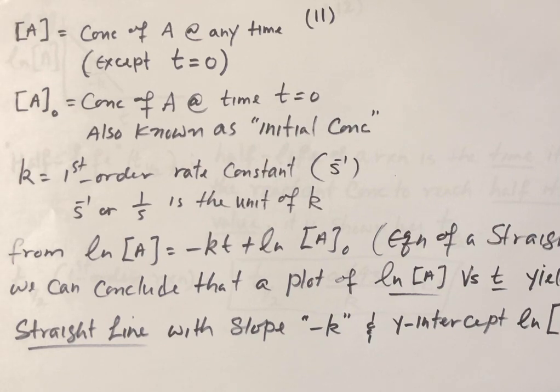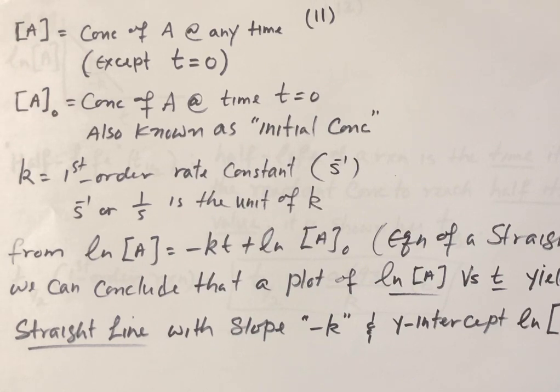K is, as you know, the first order rate constant. Now the unit of k is inverse seconds, so s to the negative 1, or 1/s, is the unit of k.